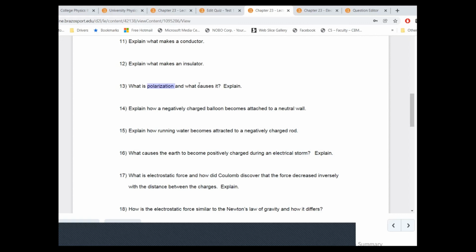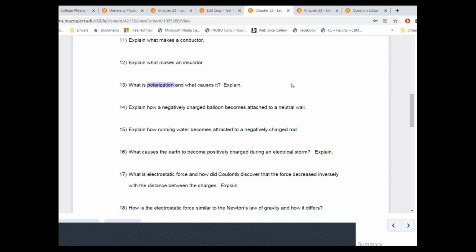Or it could be a conductor as well. It doesn't matter. Okay, so polarization is something that happens when you bring a charged object near a neutral surface. Opposite charges are pulled to the surface. The like charges are repelled from the surface. So it's something that happens when you bring a charged object near a neutral surface.